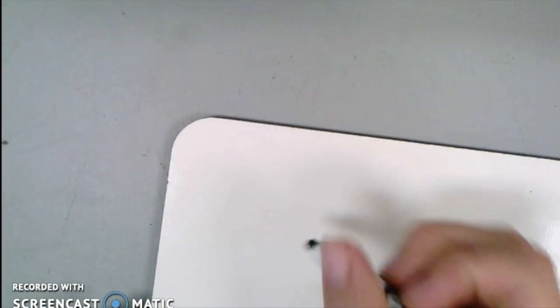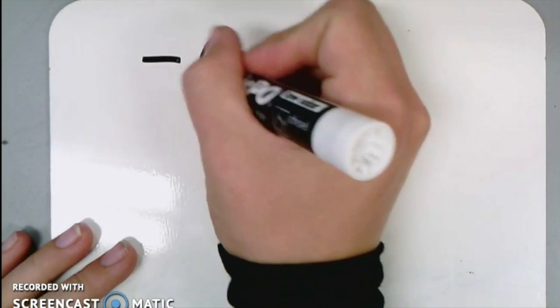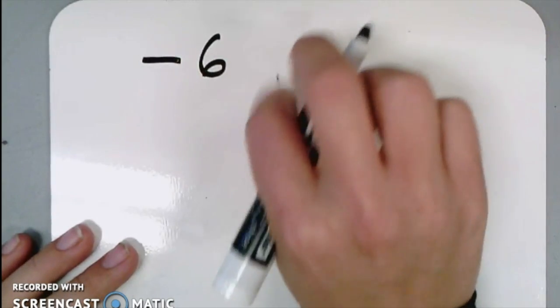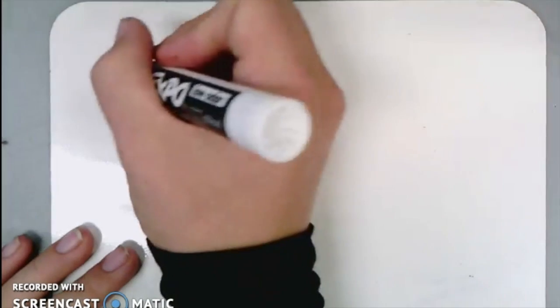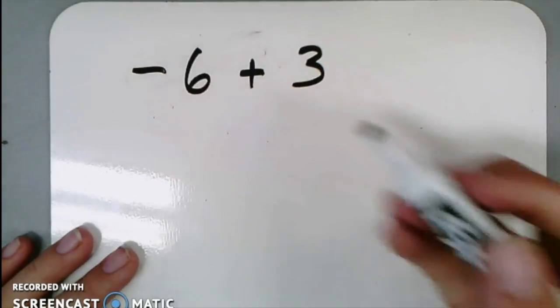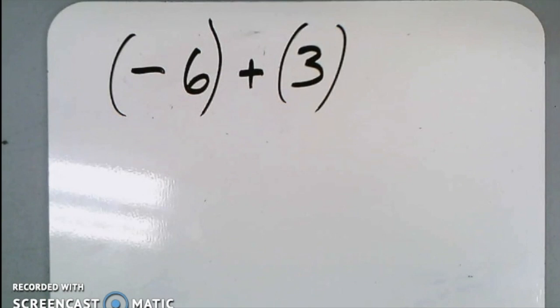I'm going to use a board to show you it, and then we will model it. So let's say that I have negative 6 plus 3. Okay, in this case, I have a negative and a positive. So they have different signs. I need to find the difference.